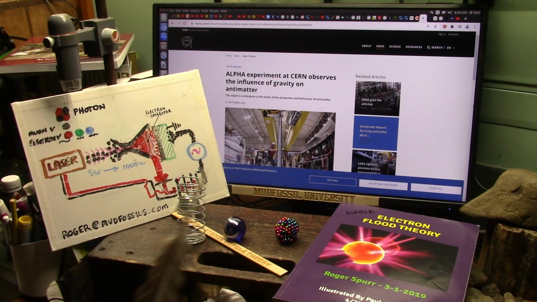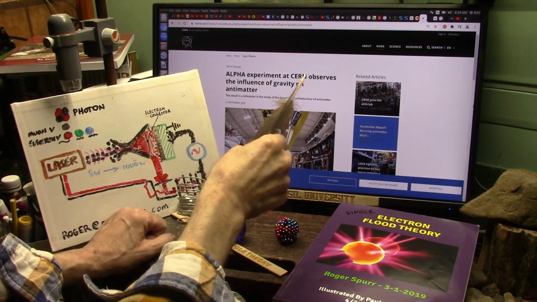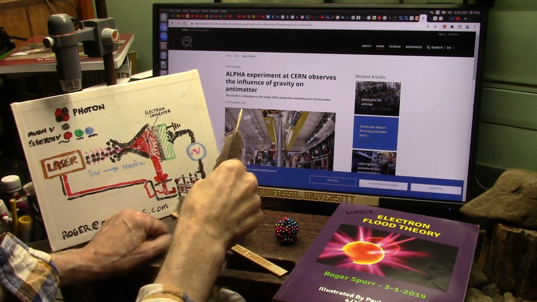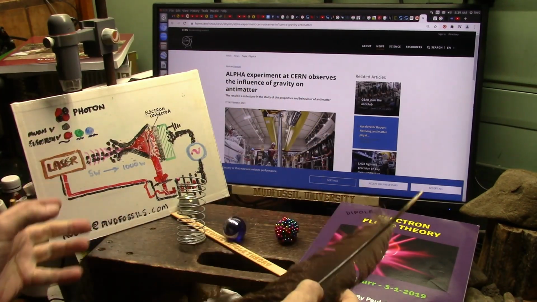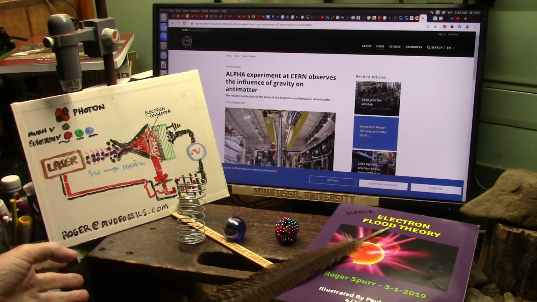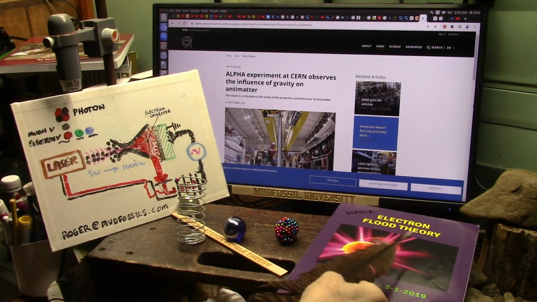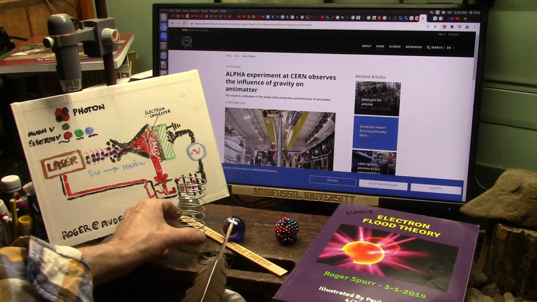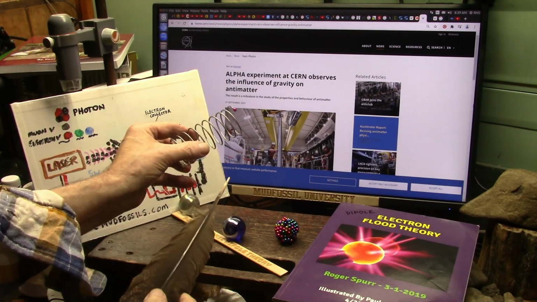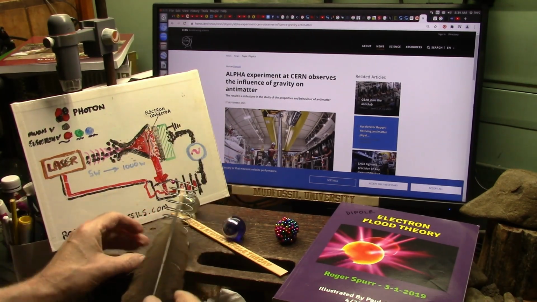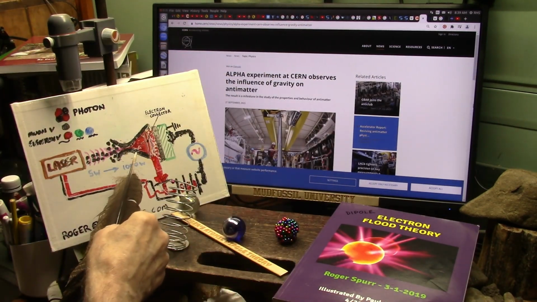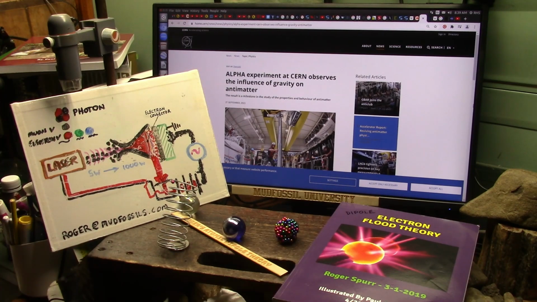Okay, this is going to be a lot of fun. CERN claims they can see the influence of gravity on antimatter. All right, so how did they create the antimatter, and what does it do with gravity, and what has it got to do with my electron flood theory and my model of a proton versus their model of a proton, and my model of particle spinning light particles compared to their wave theory, and my possibility of getting free energy.